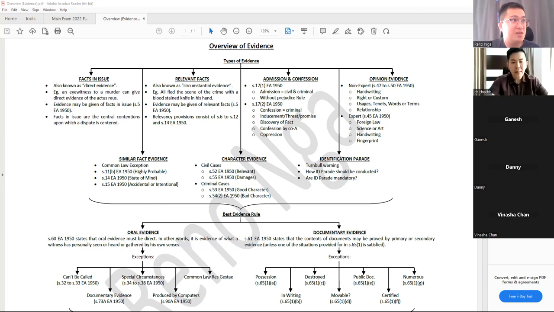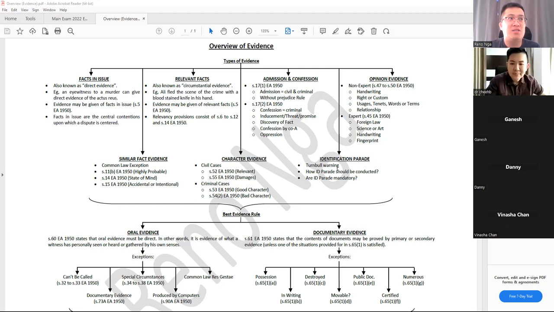The third one is admission and confessions. Very simple: when you admit you killed somebody, when you confess, you say I committed a crime, then this is a kind of evidence. And the fourth one is opinion evidence. This one is more like, let's say, when we call Dr. Chi to testify in court, giving his professional opinion, then this is opinion evidence.